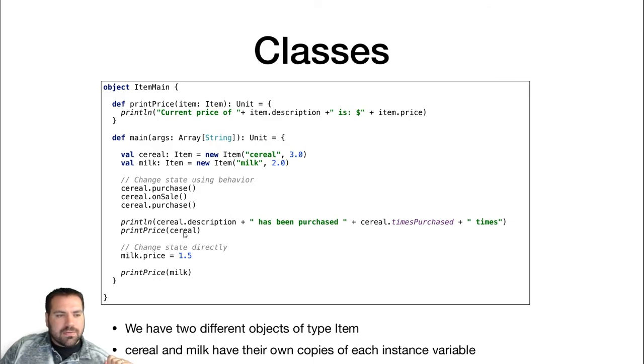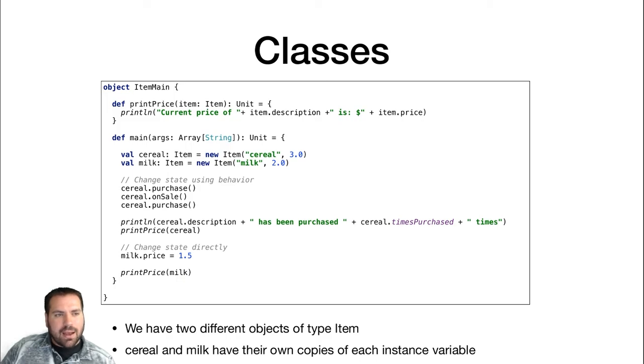So when I say print price of cereal, this cereal object is going to be given to this method, renamed item, or the variable item is going to be assigned the reference to this object, and then item.description is going to give us the same value as, since cereal was the argument, cereal.description, which is cereal, and then item.price is going to be the same as cereal.price, which was 240.